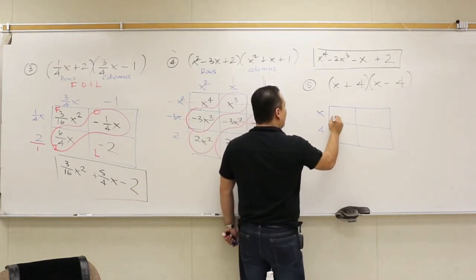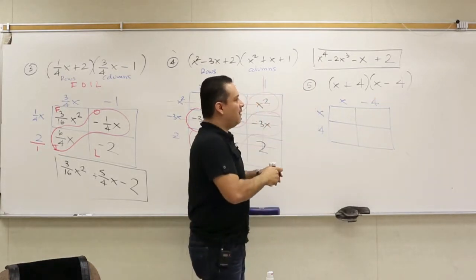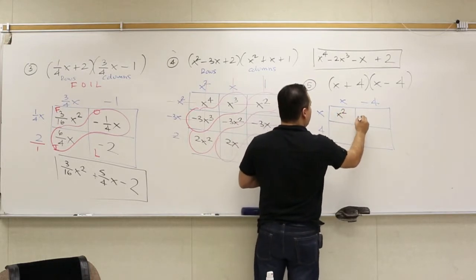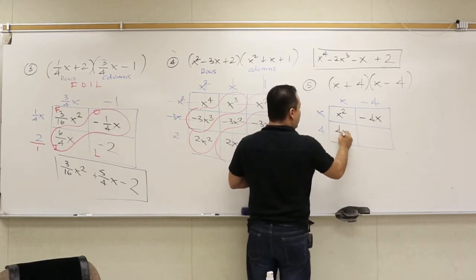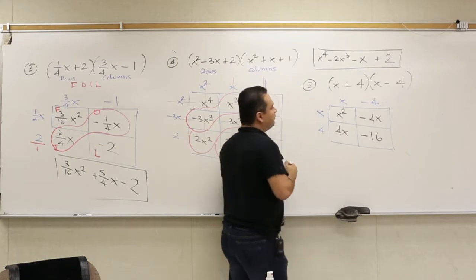x plus 4, x minus 4. Let's take a look. You get what? X squared, and what else you get? Minus 4x. What do you get here? Plus 4x. What's 4 times negative 4? Negative 16.